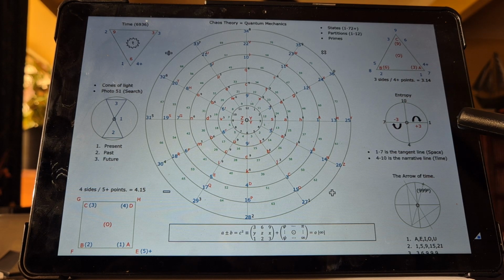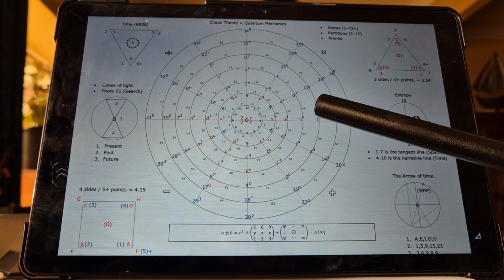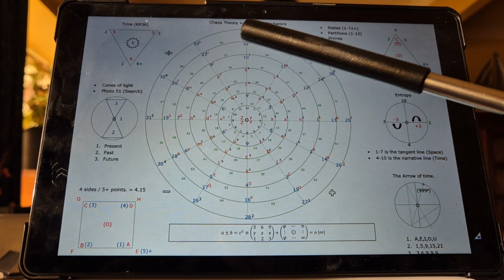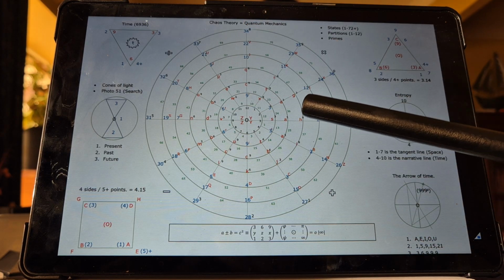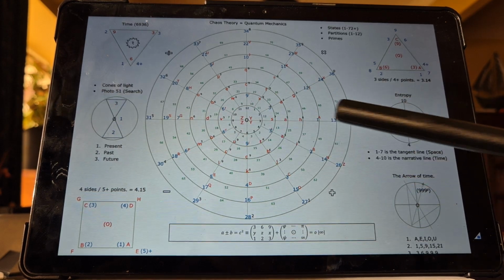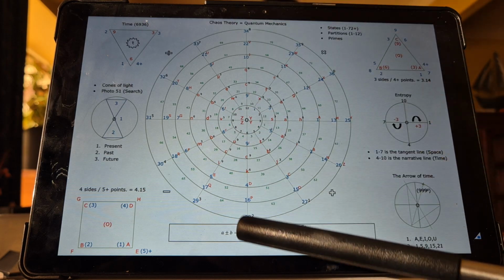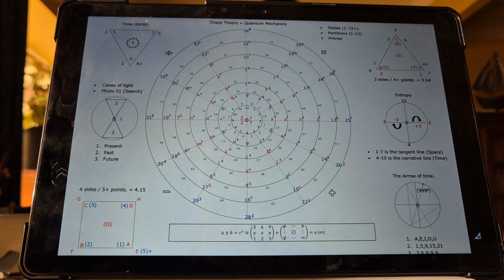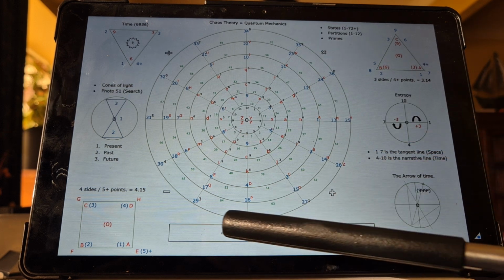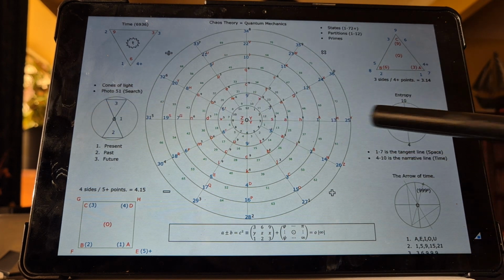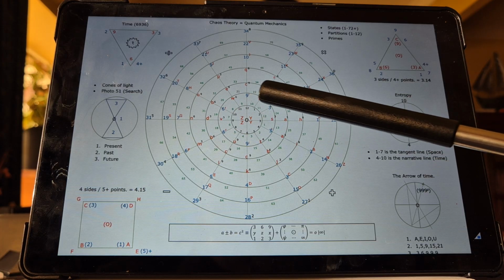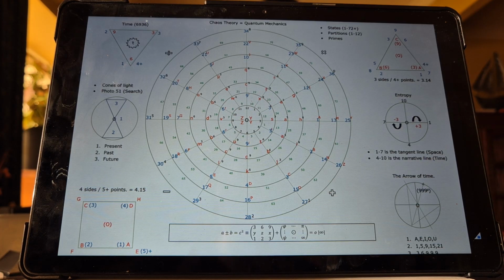And you can see how it's plus on one side, negative on the other. And 1, 4, 7, 10. That creates this line here. This line is space, which is the tangent line. This line is time, which is the narrative line. So narrative, tangent. It's time, space. Everything is created at the center, and you can actually see there is a representation of time at the center.